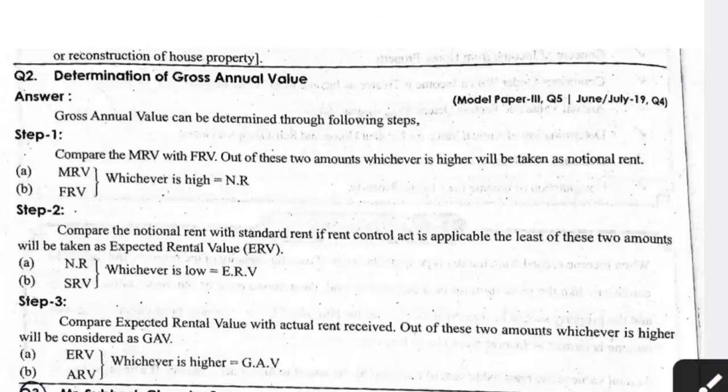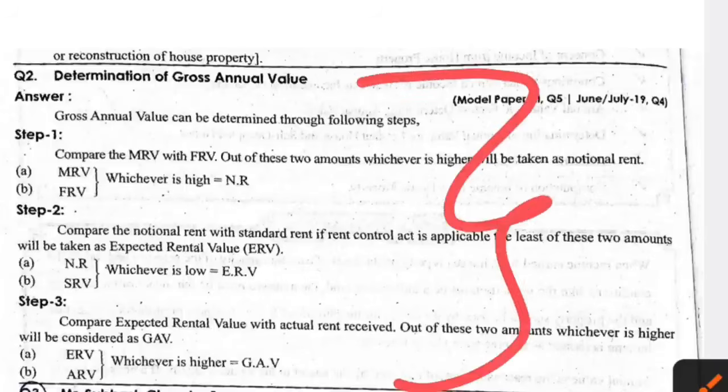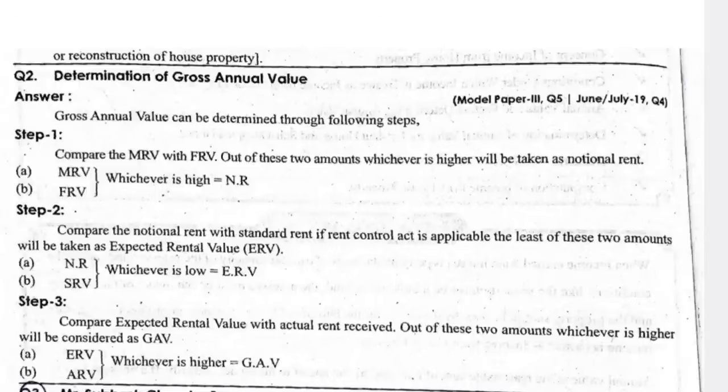And the third step is ERV and ARV. ERV is expected rental value, whichever amount you are getting here, you need to write it here. And the ARV stands for actual rental value, that will be given in the question. Standard rental value will be given in the question. MRV and FRV will also be given in the question. So in these 3 steps we will calculate GAV for 12 marks. After calculating this only we will do the proforma.